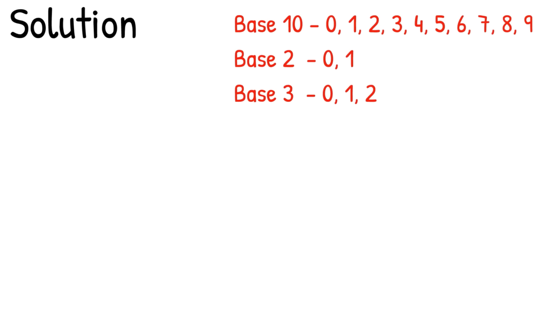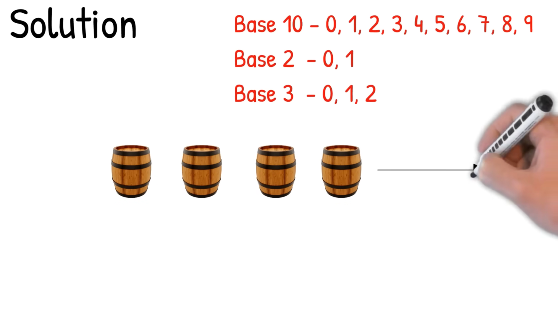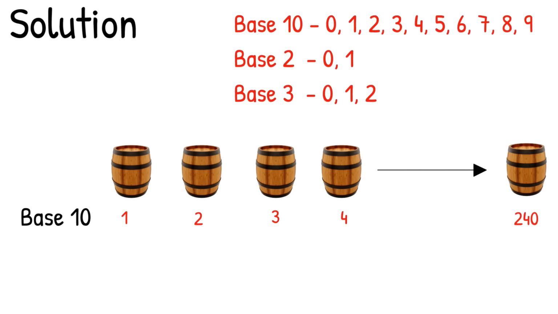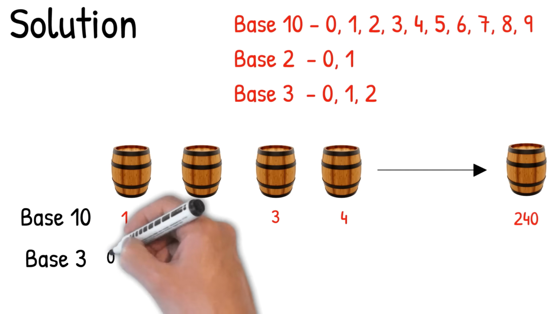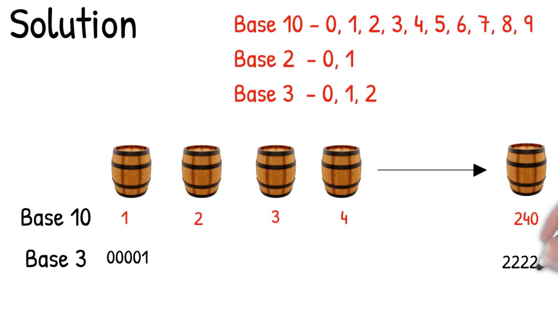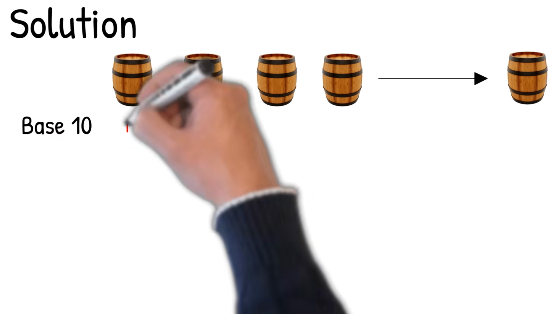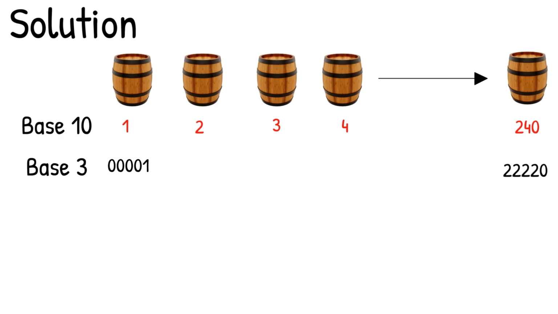Now let's use the base 3 system in order to solve this puzzle. Let the barrels be numbered from 1 to 240, represented in base 10. The same numbers can be represented in base 3 from 00001 till 22220. Here the first number represents number 1, whereas the second number represents 240. Hence there are 3 digits in the ternary system corresponding to 3 outcomes in the given problem for each slave.